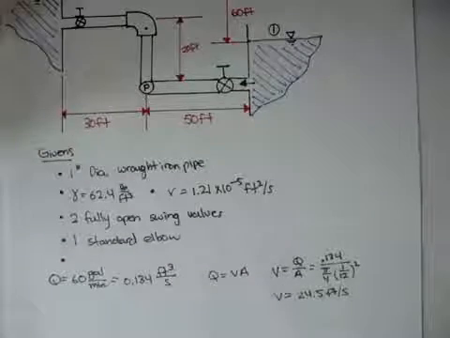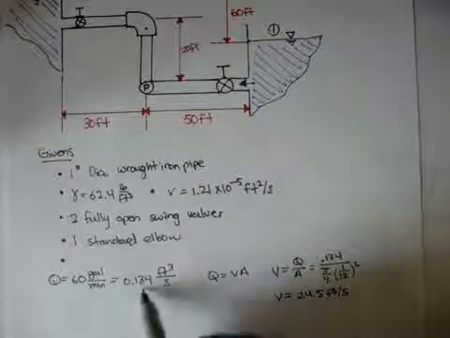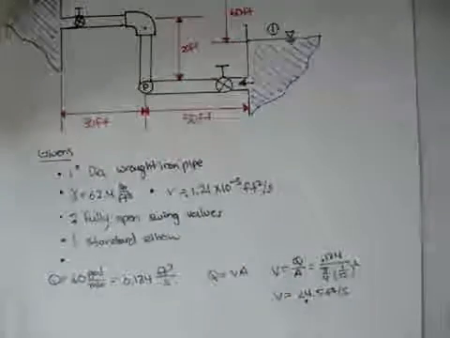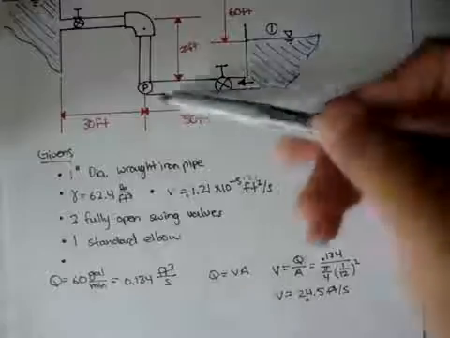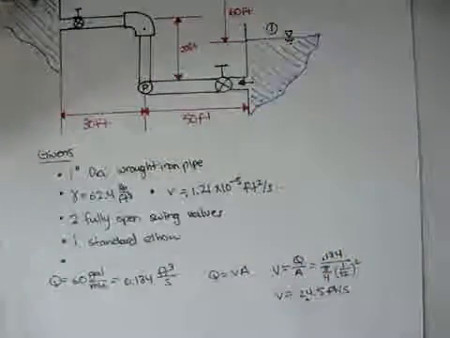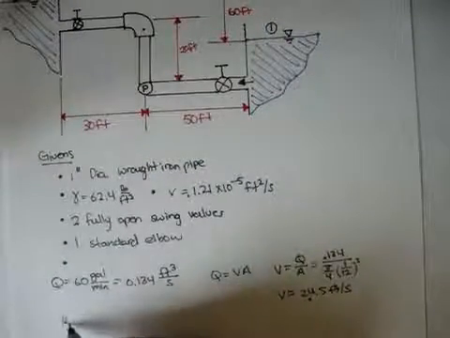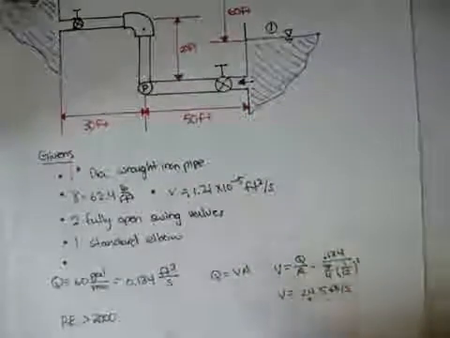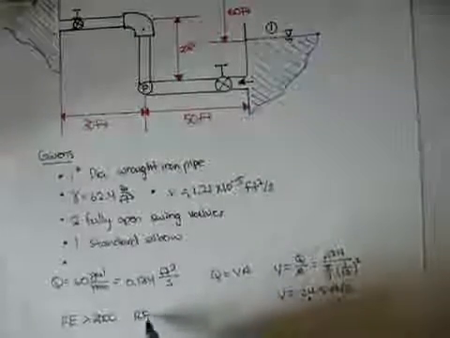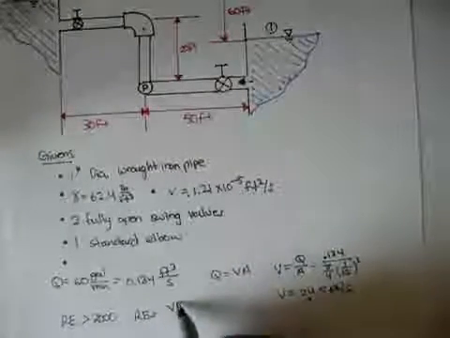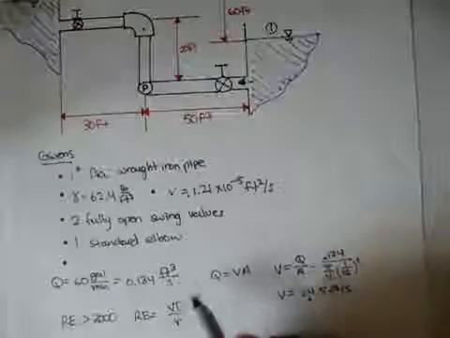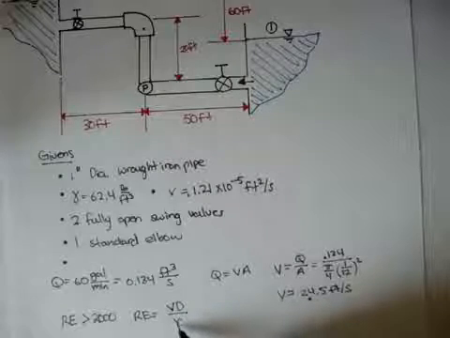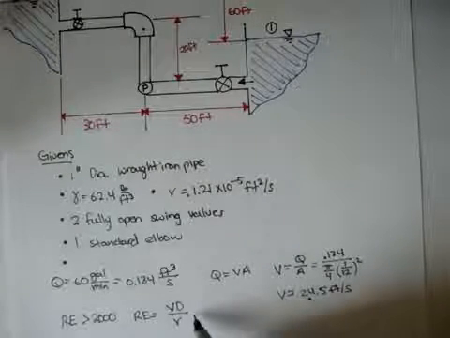Now, we have our Q, we have our V, we have kinematic viscosity. We can check to see if the water going through this system is going to be turbulent or not. And the easiest way to check that is to see if the Reynolds number is going to be greater than 2000. And remember, our Reynolds formula is going to be V times D over kinematic viscosity, where V is average velocity, D is diameter, and nu is kinematic viscosity.